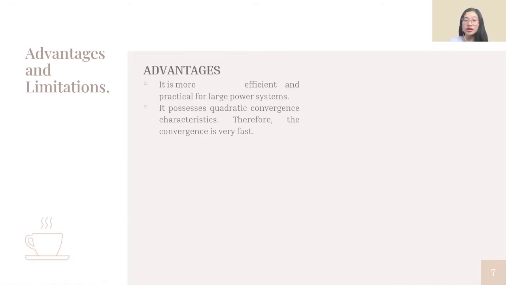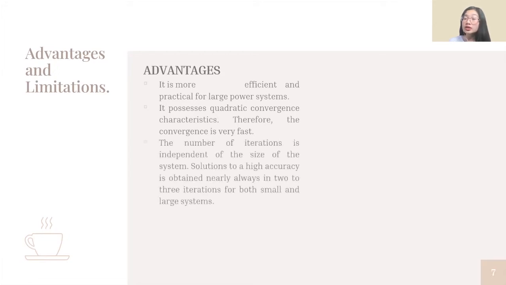In comparison with our GS, once again, its convergence is slow because it is dependent on the number of buses that exist in that certain circuit or power system. Whereas the number of iterations of our Newton-Raphson is independent of the size of our system. So, only 2 to 3 iterations for both small and large systems, the NR or Newton-Raphson method can derive a high accuracy of its values by means of just 2 to 3 iterations. Overall, there is a saving in computation time since fewer iterations are required.